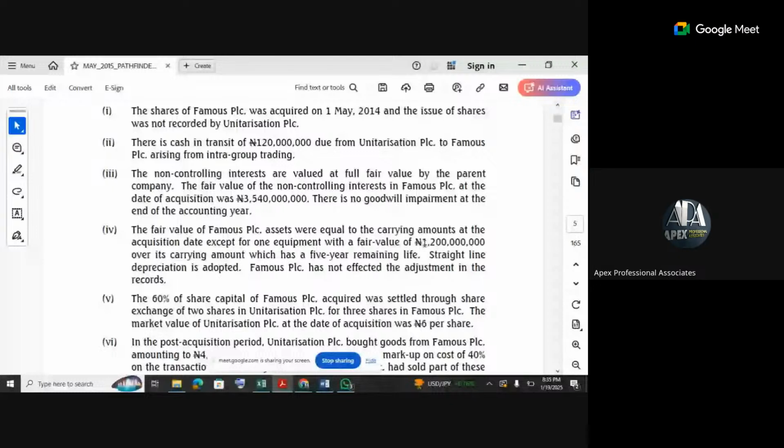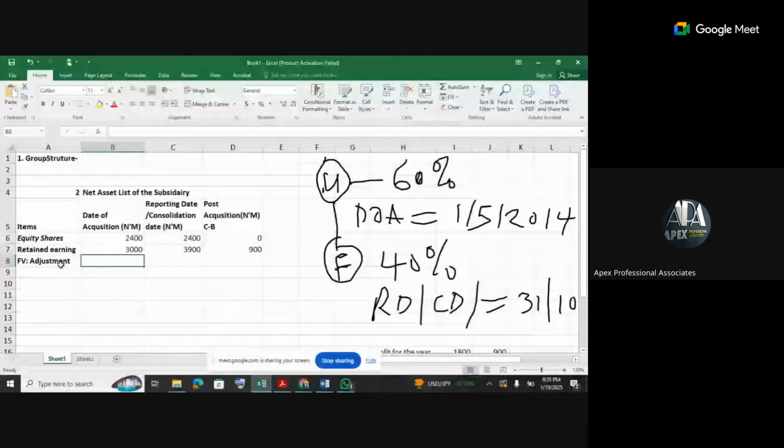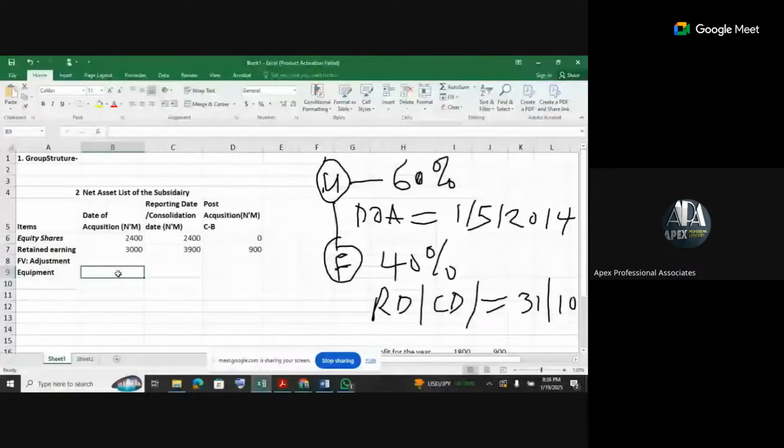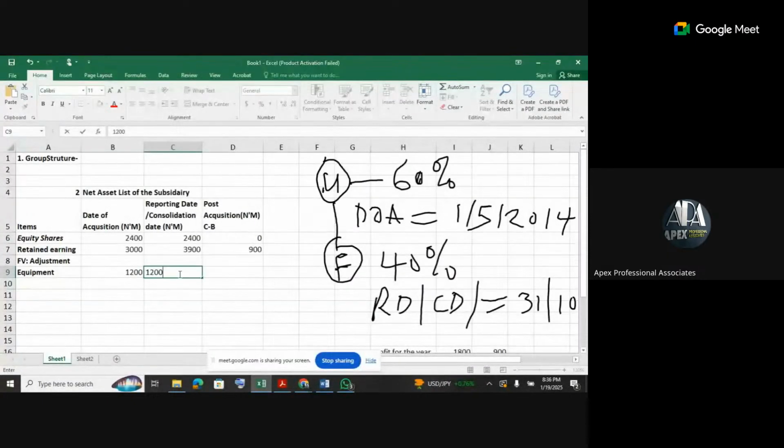So they say there is a fair value of an equipment. So here I'll put equipment. In this fair value adjustment, what you have here will be equipment. Under equipment, we say that we have 1,200. That's straightforward. So we'll just put it there.